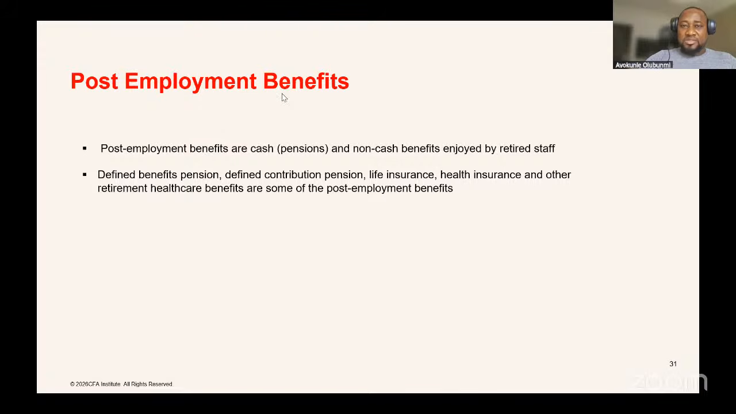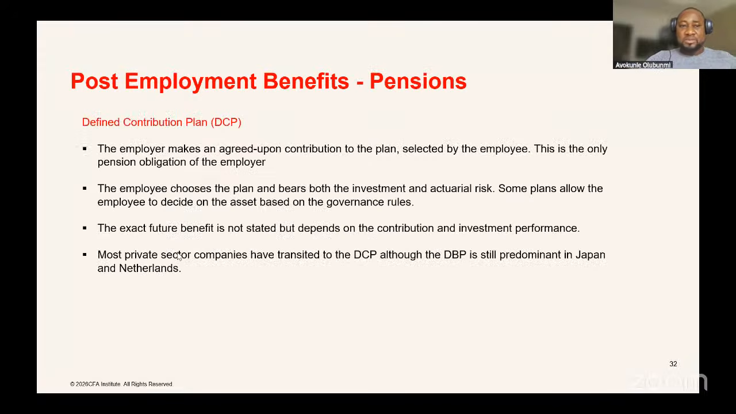Now, talking about share-based, talking about employee benefit, like I mentioned. Let's go to pensions. There are two of them: defined contribution and defined benefits. Defined contribution is the one in which the employer and at times the employee make a contribution into a particular pool of assets that is managed by an external agent.